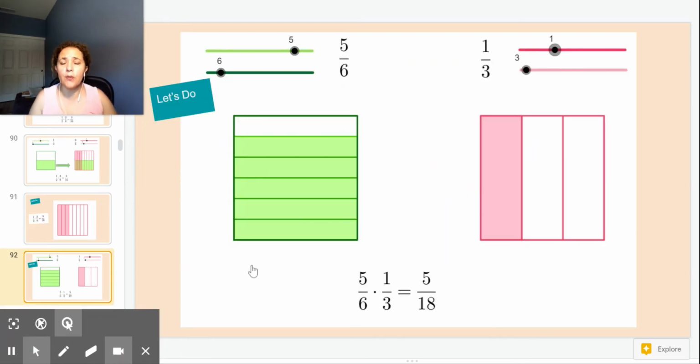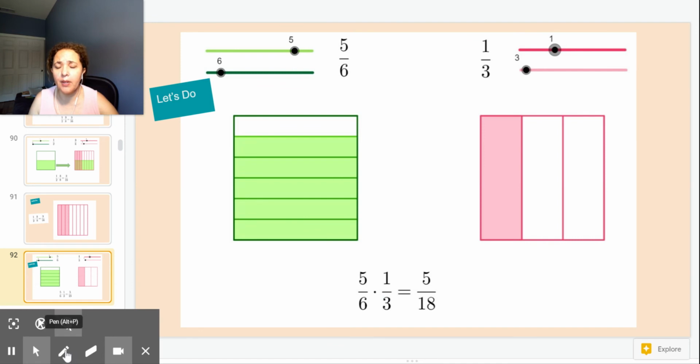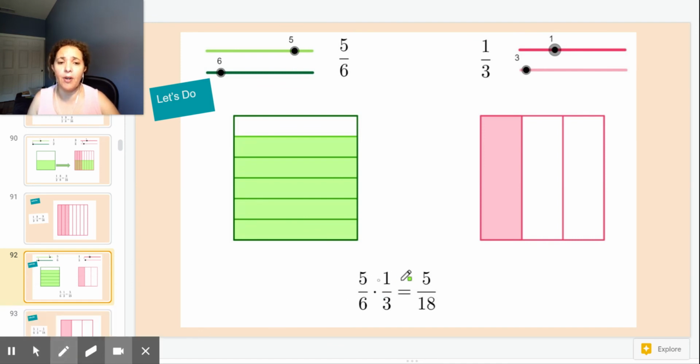Okay, let's do this one together. So write down your math equation, 5/6 times 1/3. Write down what it equals. I'm not so concerned right now what it equals because I know that you know 5 times 1 is 5 and 6 times 3 is 18. I'm not concerned about that. I know you know how to do that. Okay, now you don't have to draw these ones right here. We'll draw them out in just a second, but write down your math equation and come back to me.